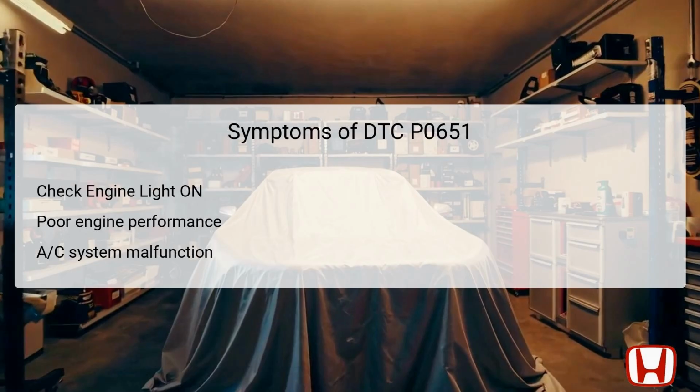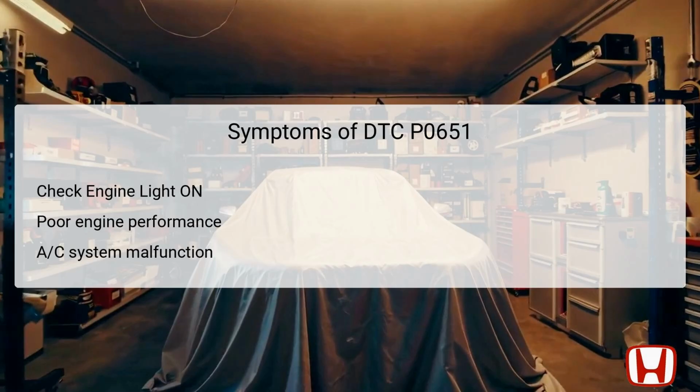When DTC P0651 becomes active, drivers may notice several symptoms indicating an underlying electrical issue. One of the most immediate signs is that the check engine light in the dashboard will illuminate, alerting the driver that the vehicle requires inspection. Additionally, poor engine performance could be noticeable, as the miscommunication between the ECM and critical sensors may affect acceleration and idling. This malfunction can lead to a sluggish response from the engine, impacting driving experience.